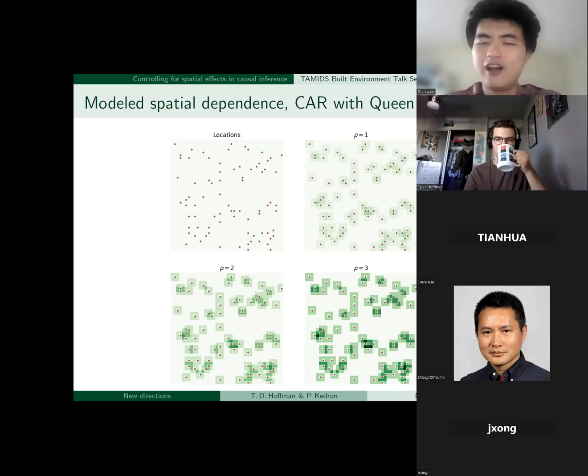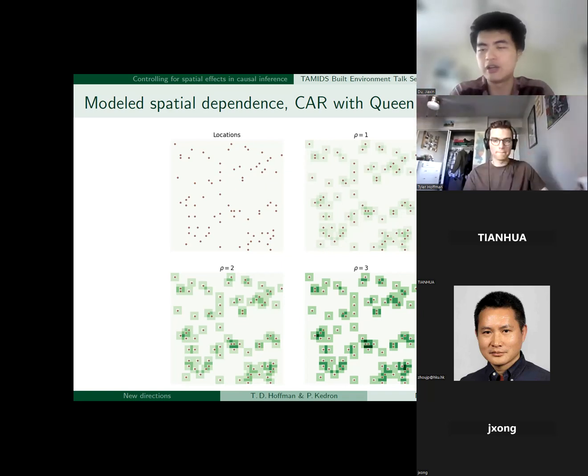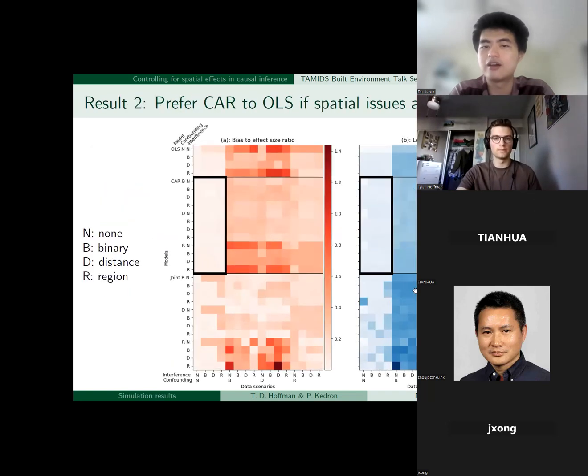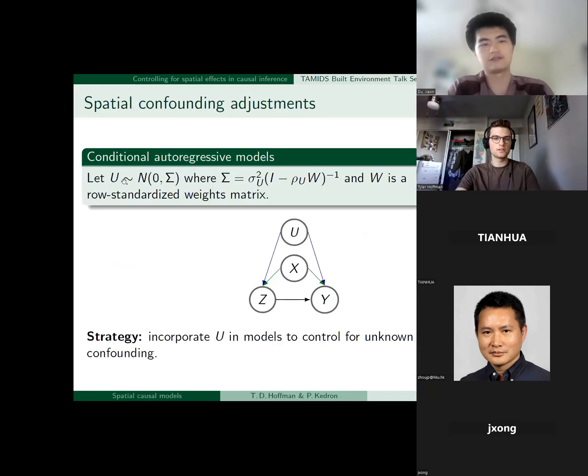I remember in your illustration there is a U unknown. How is the U reflected in the CAR model? So the U is the CAR model. Oh, okay. So this is a U. It's drawn from a multivariate normal distribution with this specific covariance matrix, and a CAR model is an OLS model plus this additional U term, and this prior on the U term is what allows us to infer spatial structure in it. Okay, makes perfect sense to me now.